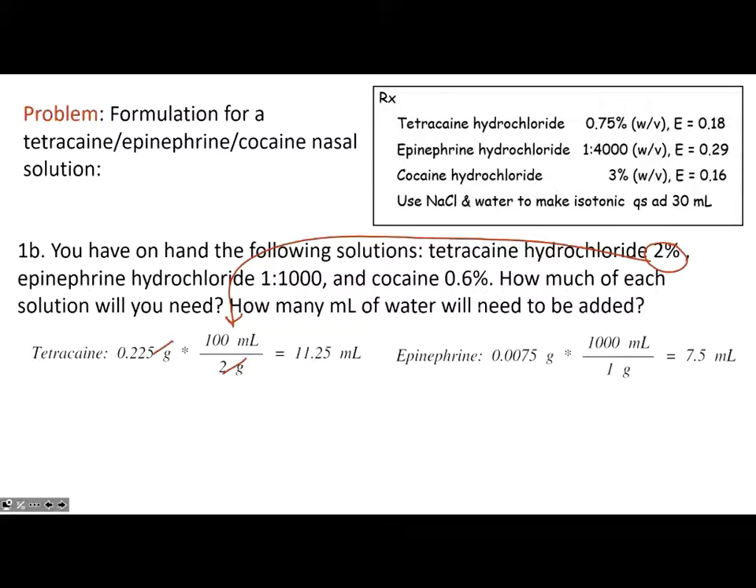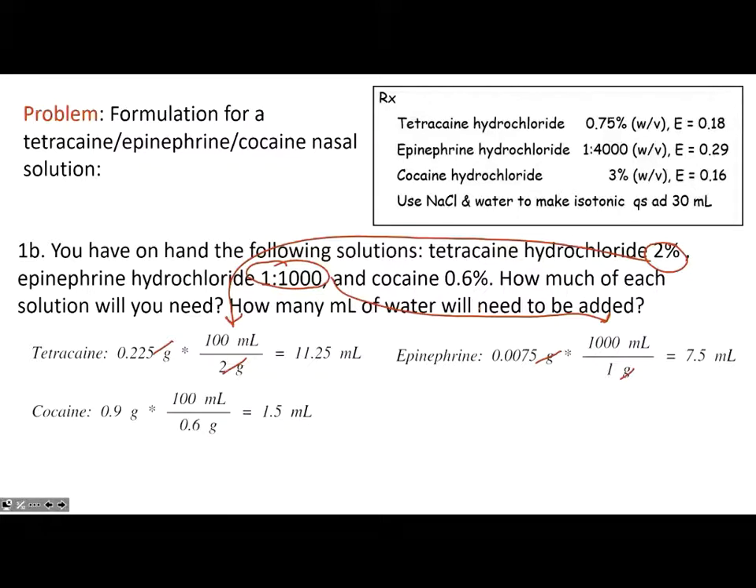Again, epinephrine, we'll just start with the weight that we needed. Remember now, our concentration of our solution is 1 to 1,000. So we'll just set that up. Remember, ratio strength is 1 gram per 1,000 milliliters. So we just set it up so that grams cancel again, and we get our milliliters by multiplying across like that.